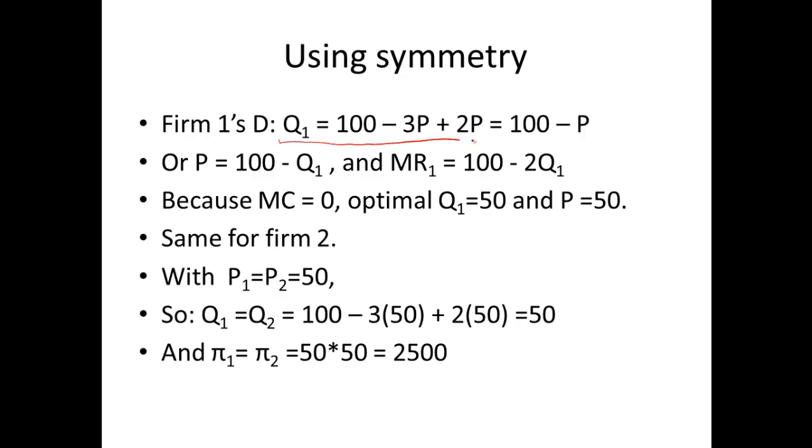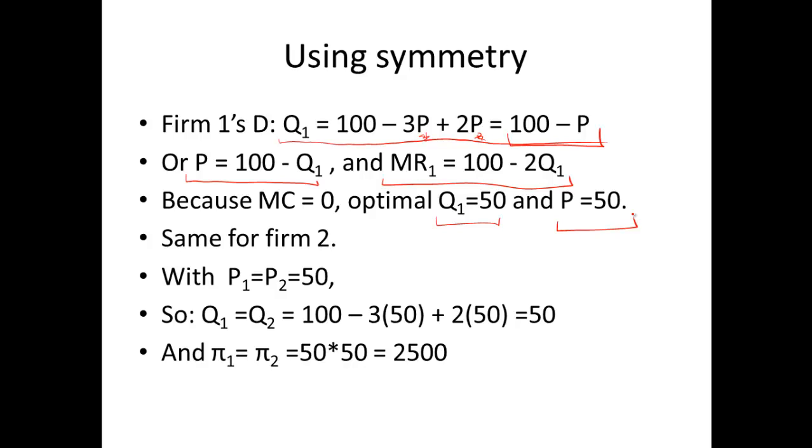For example, firm 1's demand curve, Q1 is equal to 100 minus 3P. It used to be a P1 there and a P2 here, but we're saying now P1 and P2 are going to be equal. So let's just call it P, treating these as the same, it's going to be 100 minus P, which we can rewrite as P equals 100 minus Q1. And then MR equals 100 minus 2Q1 is the marginal revenue curve. It's got the same intercept and twice the slope. MC is 0. This is now a simple monopoly problem for us. Q1 is equal to 50 and P is equal to 50. And the same is true for firm 2.